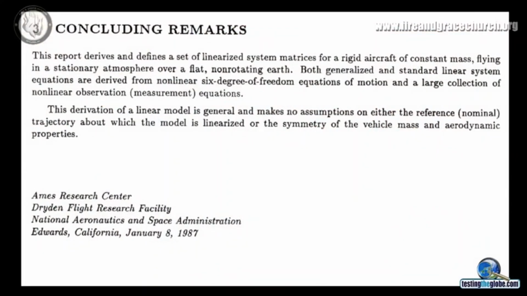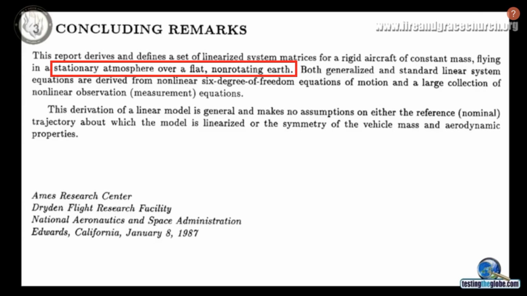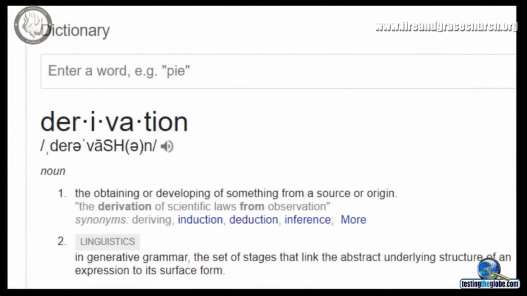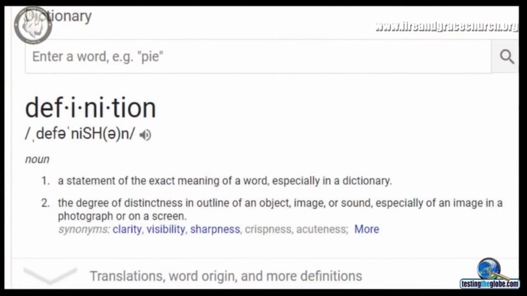Now you can try to dismiss this if you want to, but it's also in the concluding remarks of the report and all the math and the equations. Look at that. This report derives and defines a set of linearized system matrices for rigid aircraft of constant mass flying in a stationary atmosphere over a flat, non-rotating Earth. I didn't write that. It seems that someone at NASA is a flat earther. How can this be? There's your definition of derivation. Obtaining or developing something from a source of origin. Why would you develop the equations for aircraft to fly over something that doesn't exist? Now they have to design stuff for it to work the way things are. Definition, of course, is a statement of the exact meaning of something. Let's keep going here.